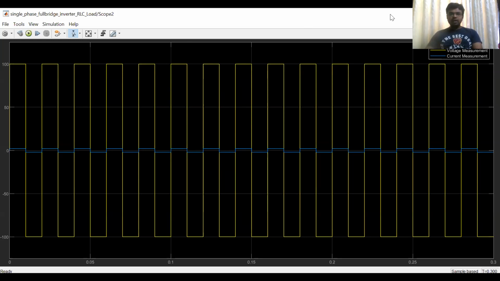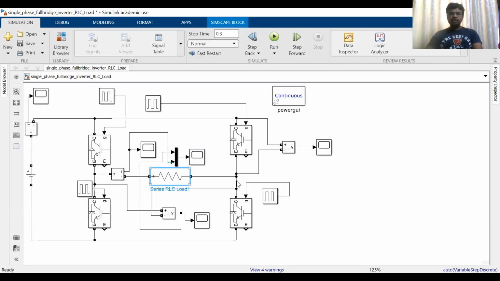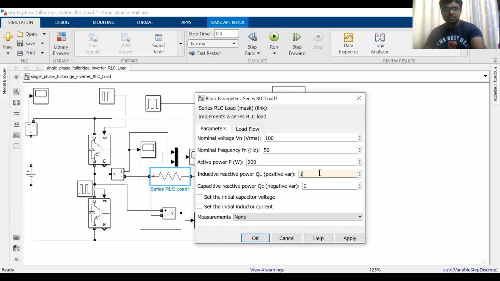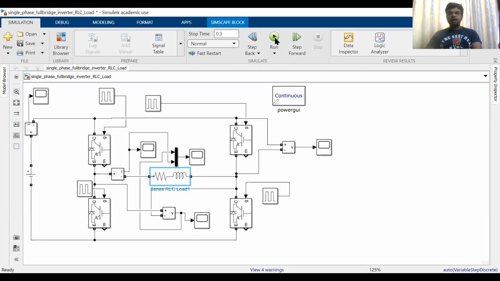And next one, again if you want to go back here, if you change here, this is some 1000 VR I have connected and capacitance I didn't connect. That means we can consider RL load.